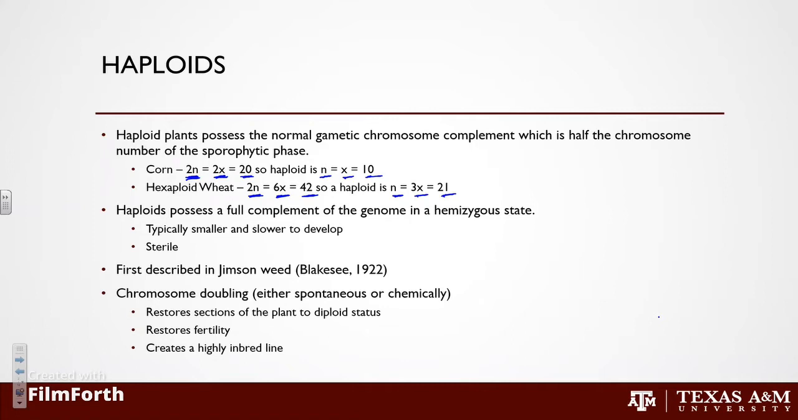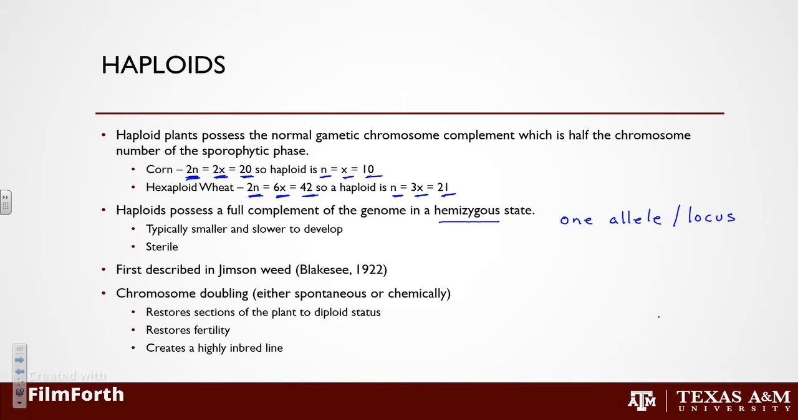So it possesses a full complement of the genome, but it's in a hemizygous state, meaning that there's only one allele per locus, because there's only one set of chromosomes in there, all right? Phenotypically, haploid progeny are smaller, usually, and slower to develop, and most often they're completely male sterile and female sterile.